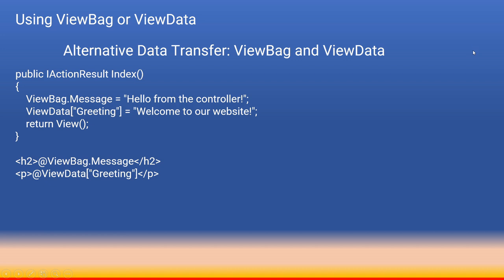To use ViewBag, simply assign a value to a property of the ViewBag object. ViewData is a dictionary that allows you to store and retrieve data using keys. To use ViewData, simply add a key-value pair to the ViewData dictionary. While ViewBag and ViewData can be useful for passing simple data to the view, it is generally recommended to use a model for passing more complex data.